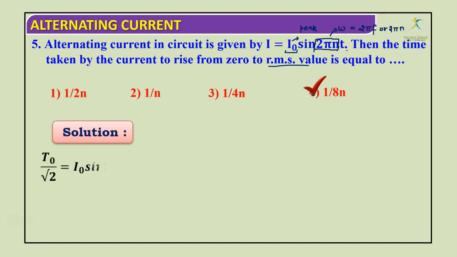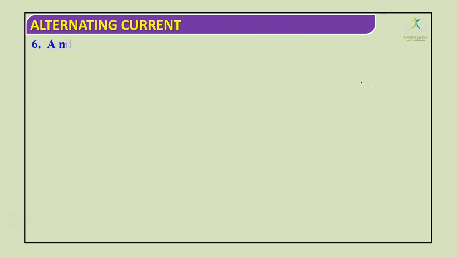So we know the value of a TRMS. If I'm just talking about the value of a TRMS, this will be I naught by root 2, I naught sine omega t. So instead of omega, we just use sine 2 pi nt. Just do the calculation and get the result like a 1 by 8n. I hope you understand. Next question we have.